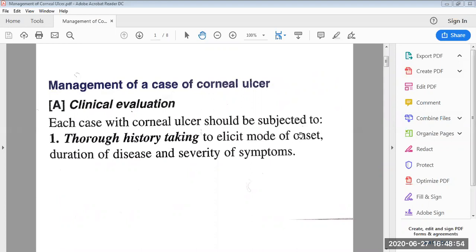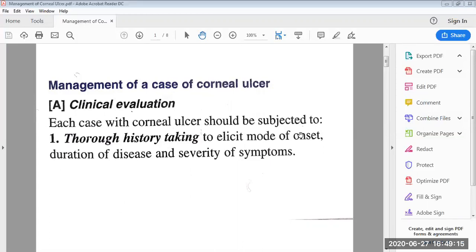Today in this session, we will discuss the management of a case of corneal ulcer. First, we should do the clinical evaluation. Each case which comes to you, the corneal ulcer, should be subjected to thorough history taking. We should do the proper history taking to elicit the mode of onset.